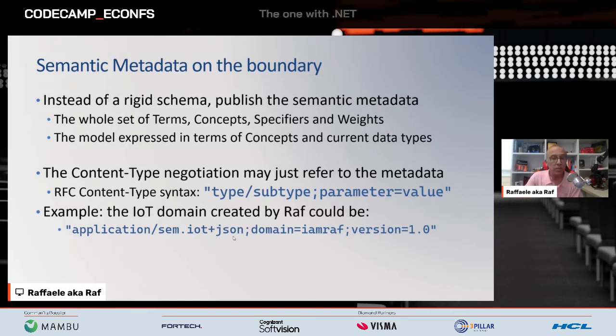semantic.iot plus JSON, so that the JSON serializer knows it can enter the space, specifying what the domain is, so that I identify exactly the terms, the concepts, and the specifiers that I defined, and then also the version. Because maybe in the future I need to change entirely the semantics of my space. This is a kind of possibility that we have in the handshake once I want to obtain something from the service.